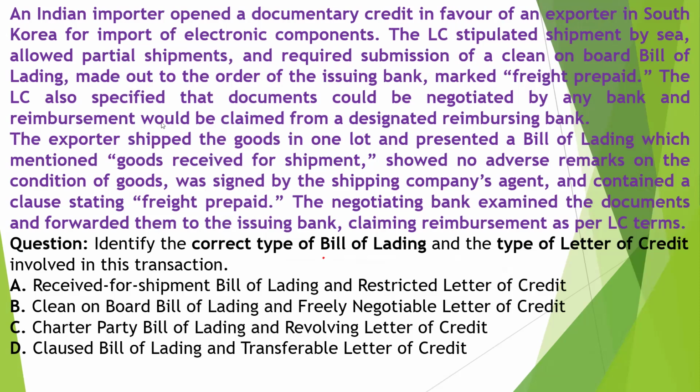The LC also specified that documents could be negotiated by any bank and reimbursement would be claimed from a designated reimbursing bank. In this case, the exporter shipped the goods in one lot and presented a bill of lading which mentioned goods received for shipment, showed no adverse remark on the condition of goods, was signed by the shipping company's agent, and contained a clause stating freight prepaid. The negotiating bank examined the documents and forwarded them to the issuing bank, claiming reimbursement as per LC terms.